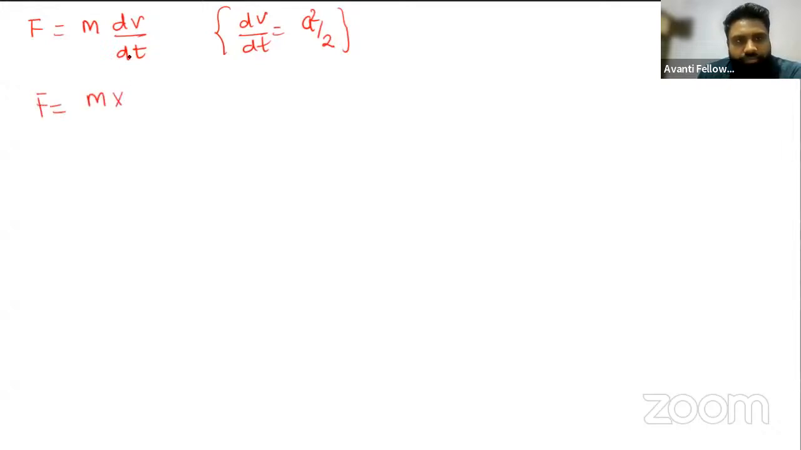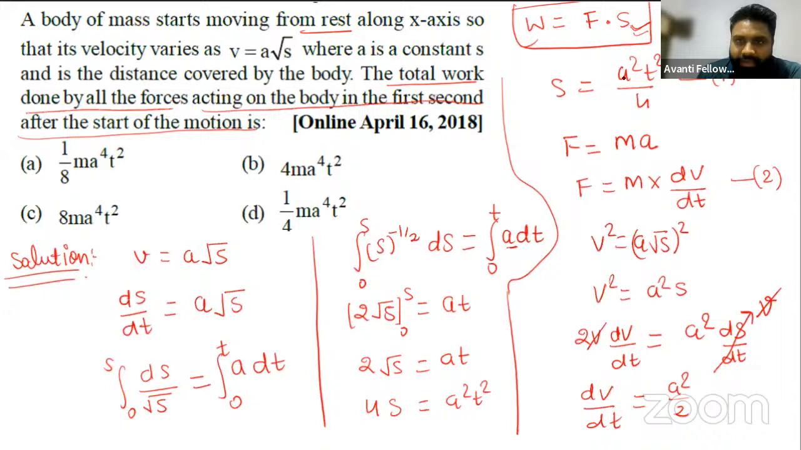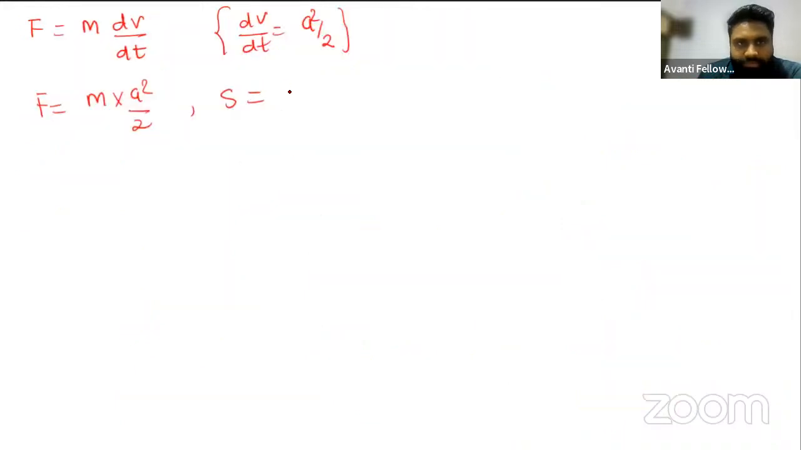We'll see in the next page. You will have force as mass into dv by dt, and we have calculated the value of dv by dt, which is a square by 2. This a is not the acceleration, I'm telling you again. It is a constant. So F is equal to m into dv by dt, which is m a square by 2. Now you know the F, you know the S. What is the value of S? S is a square t square by 4.